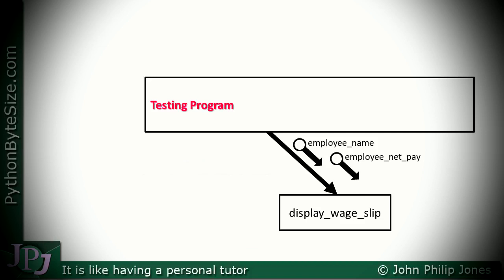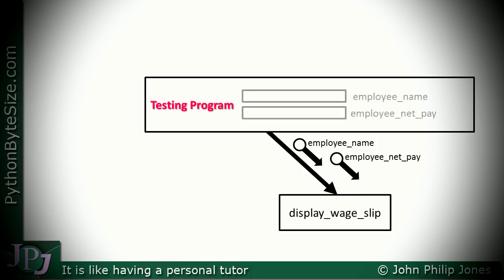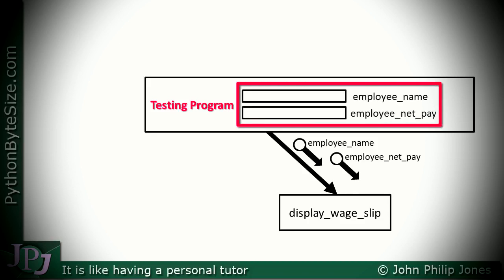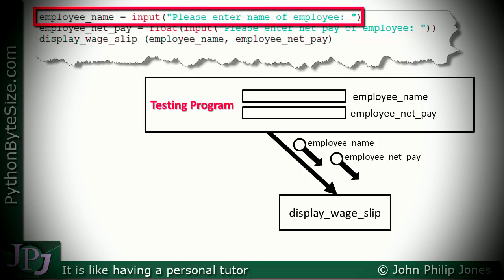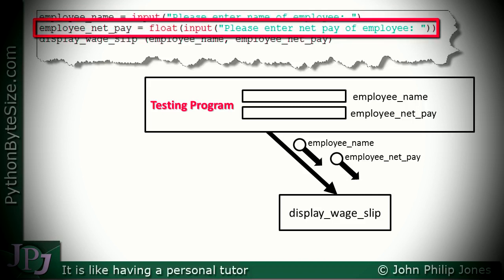Now, of course, if I've got employee name and employee net pay that I'm sending to display wage slip, it means that the testing program needs two variables, as you can see here: the employee name variable and the employee net pay variable. The testing program is shown here. If we look at the first line, it's straightforward. We're going to have an input function giving a user-friendly message, and as programmers, we respond to that message and enter the employee name. The next line asks us, as a programmer, to enter the net pay of the employee.